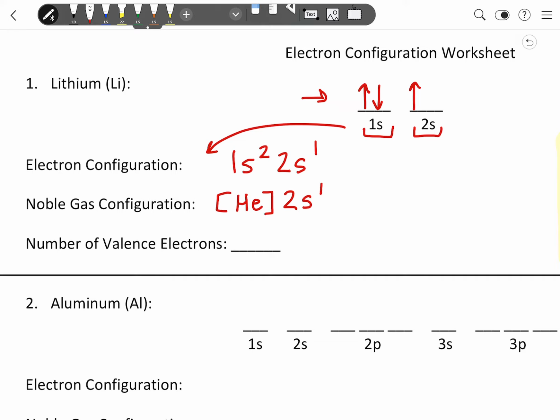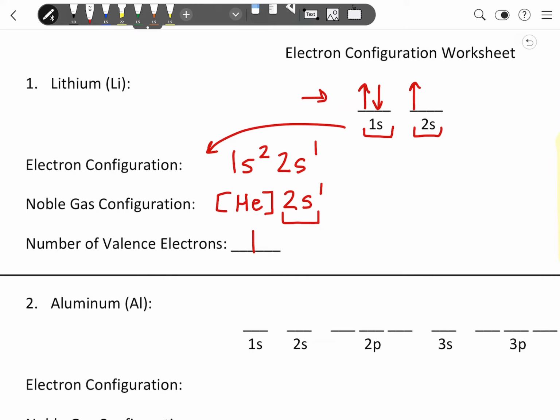Okay, to count valence electrons, you look at your electron configuration and find the highest energy level, so the highest number. Is that 1 or 2? 2. So I'm going to look right here. That's my highest energy level, 2s. How many electrons are in there? Just 1. So I only have 1 valence electron.